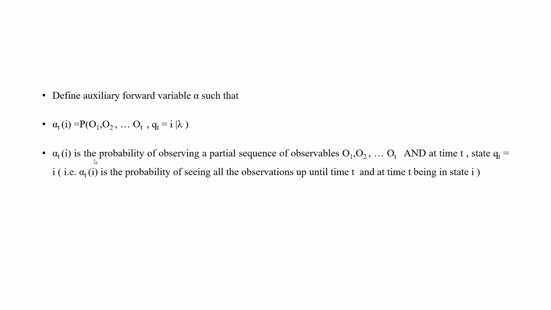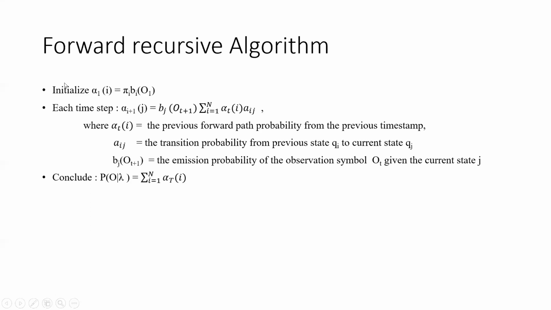This alpha t of i is the probability of observing a partial sequence of observables O1, O2, up to OT, and at time t, the state Qt is equal to i. That is, alpha t of i is the probability of seeing all the observations up until time t, and at time t being in state i. So the initialization step is alpha 1 of i is equal to pi i, bi of O1.